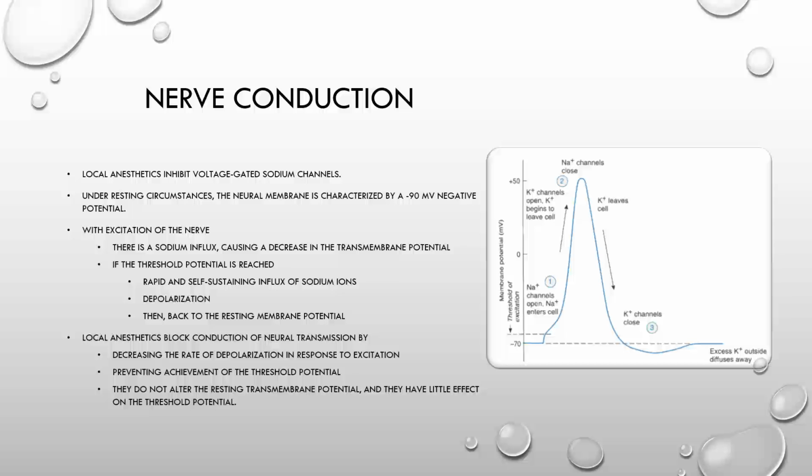From an electrophysiologic standpoint, local anesthetics block conduction of neurotransmission by decreasing the rate of depolarization in response to excitation and preventing achievement of the threshold potential. But they don't really alter the resting transmembrane potential, and they have little to no effect on the threshold potential itself.